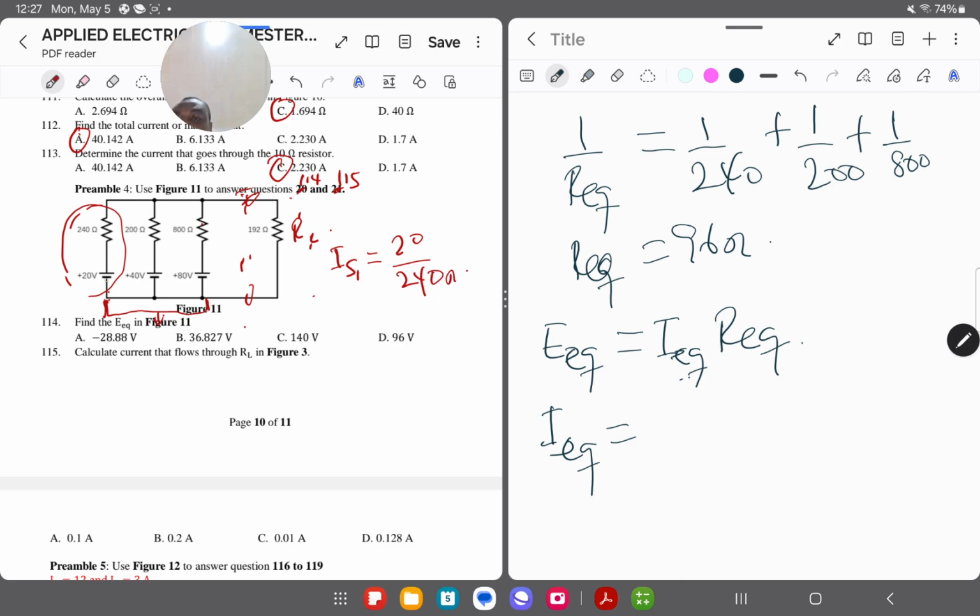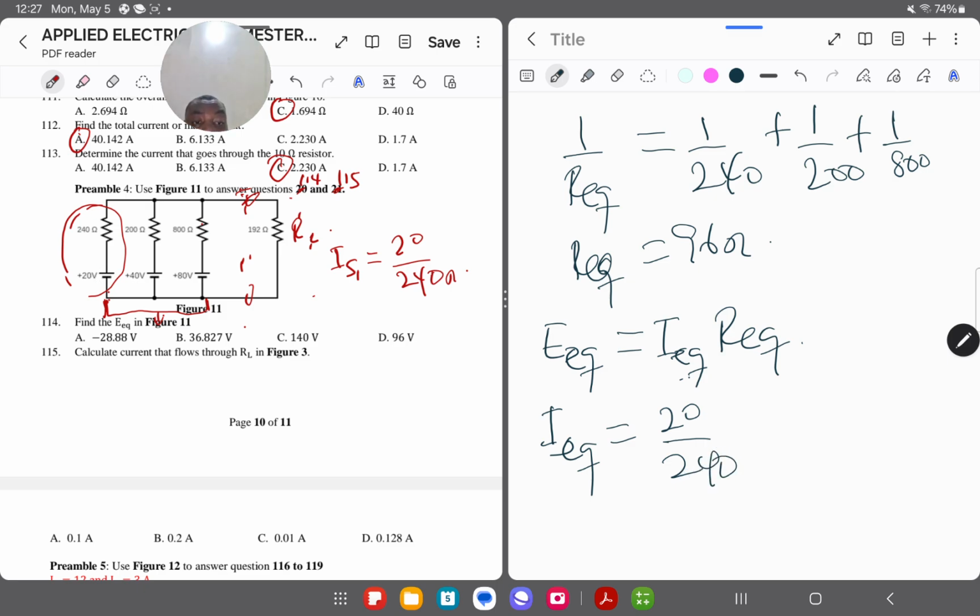And here we pay attention because it's an algebraic sum. You have to pay attention to the polarities of the voltage source. So based on this, for the first branch, I'm going to get 220 over 240, meaning the voltage over the resistance.